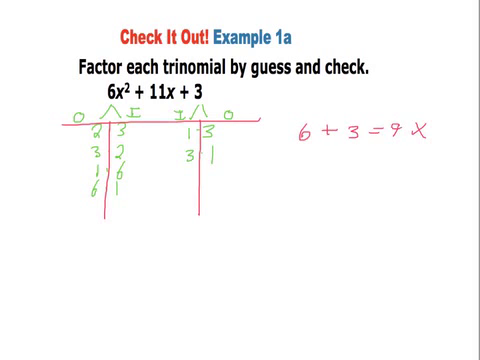Now I'm going to go 2 times 1, and in your head, let's just keep track of these. 2 times 1 is 2. 3 times 3 is 9. 2 plus 9 is 11. What do I have right there? 11. So that means that this set right there is what I'm looking for. So my final answer.